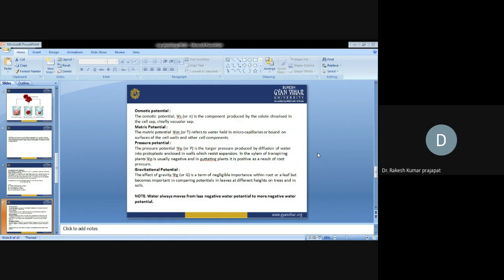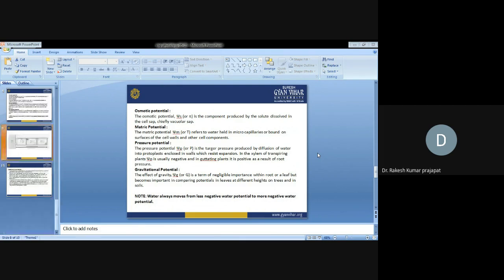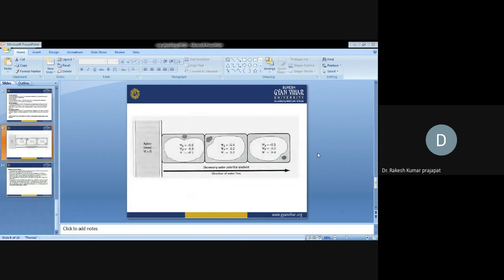Water always moves from less negative potential to more negative water potential. So this is the example here. You can see water will move from high water potential to low water potential. So psi minus 0.1, 0.2, 0.3. Water will move from the less negative value to the more negative.